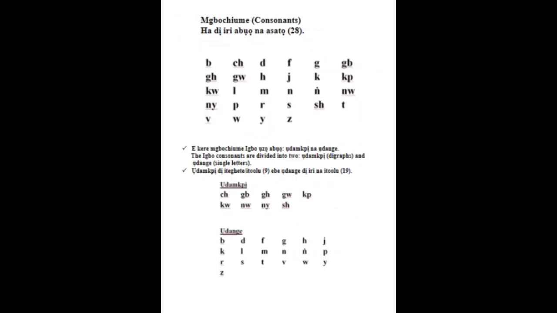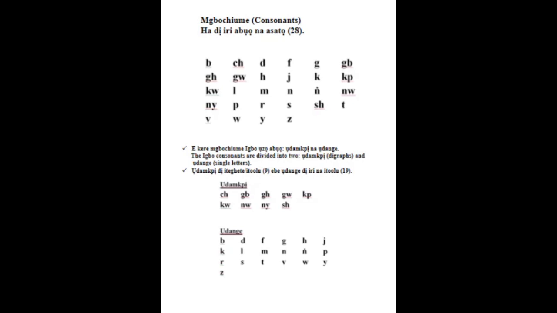On this slide, we are talking about mgbochiume, consonants. Mgbochiume ha dị iri abụọ na asatọ. Ha means they. They are 28 in number. Ha dị iri abụọ na asatọ. Iri abụọ means 20. Asatọ means 8. So 28 in number. So look at them here.